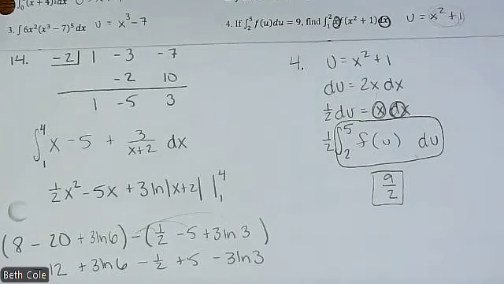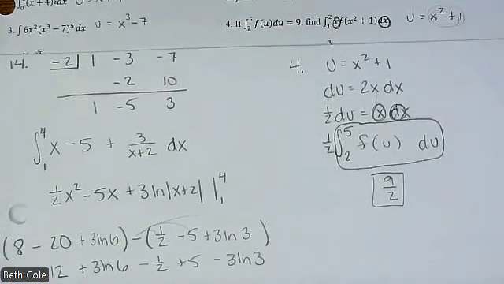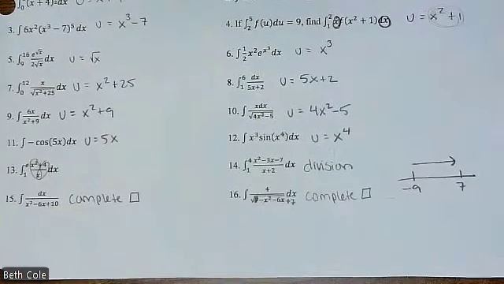And then why don't you guys pick one more of the basic u substitution ones, because the rest of them were all kind of like that. Yeah, 5. That's the one with the square root. That's a good choice. 5 is a smart choice.